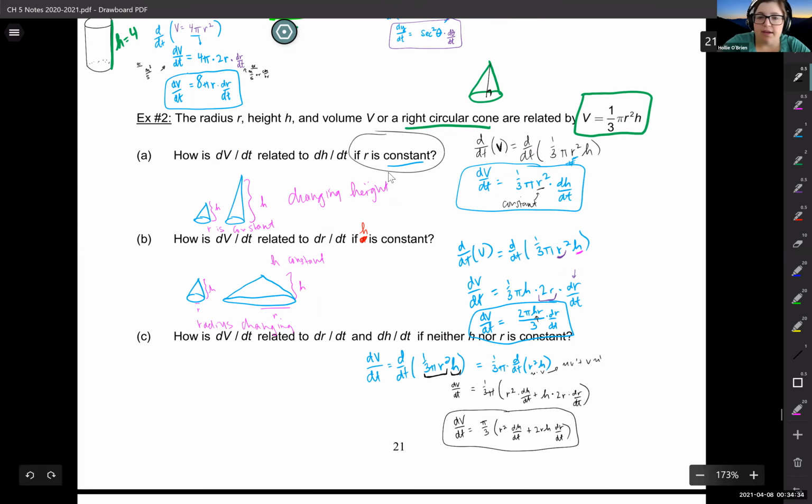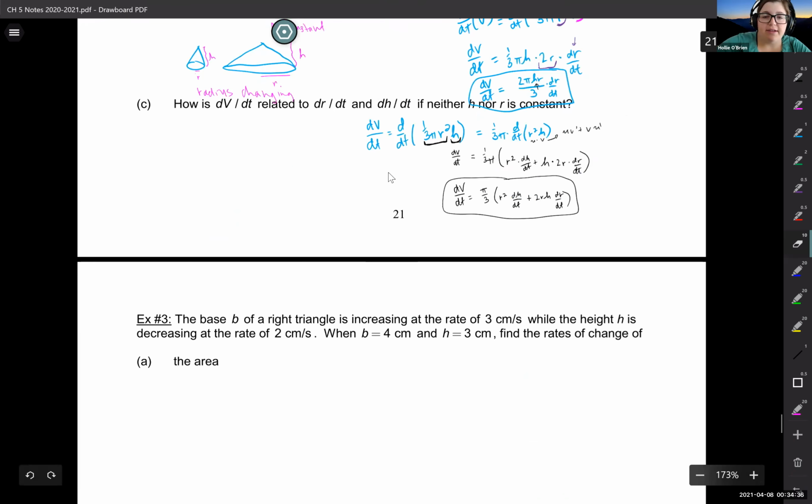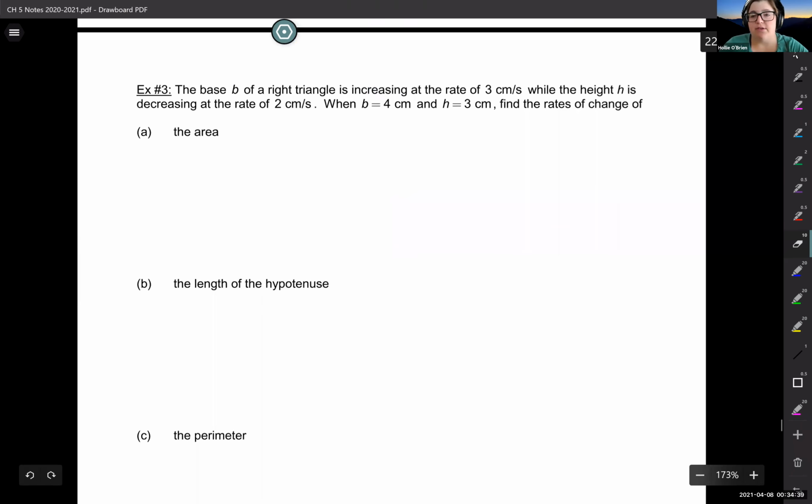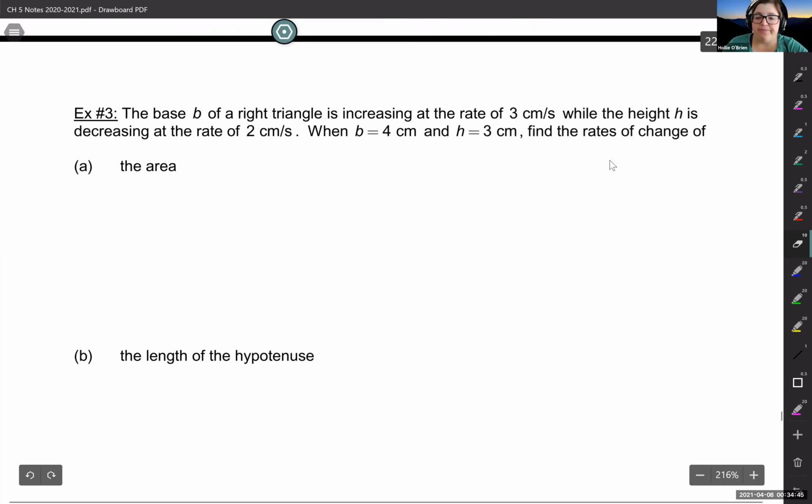Okie doke. So I let you guys go like 7 minutes early last time because I wanted to go over this page in one swoop. So we'll see how far we get today. Okay, so here we go.